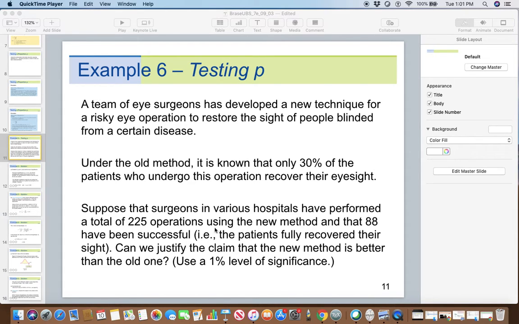So right now, surgeons in various hospitals have performed a total of 225 operations. That is your sample size, and 88 have been successful. That is, patients fully recovered their sight. Can we justify the claim that the new method is better than the old one? Use a 1% level of significance.